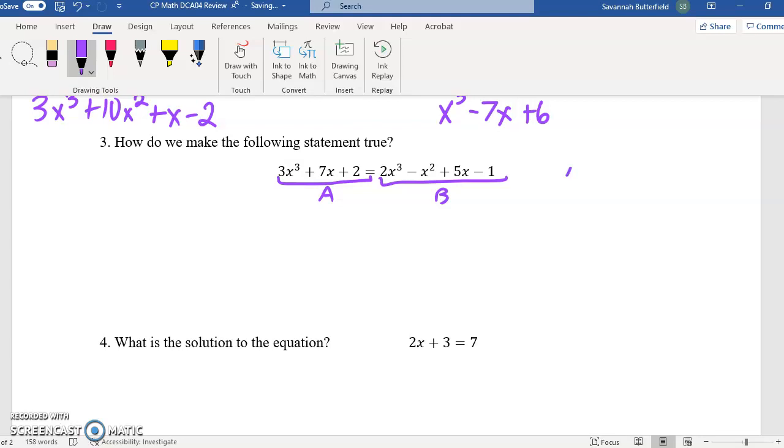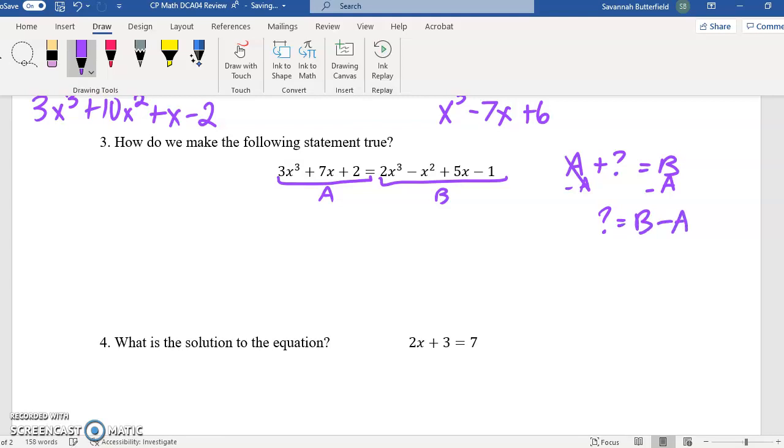And so I need to figure out, for A, what do I need to add to make it equal to B? And how that works is to figure out what this question mark is, we are going to subtract A. Because this question mark, whatever we need to combine, is going to be B minus A.